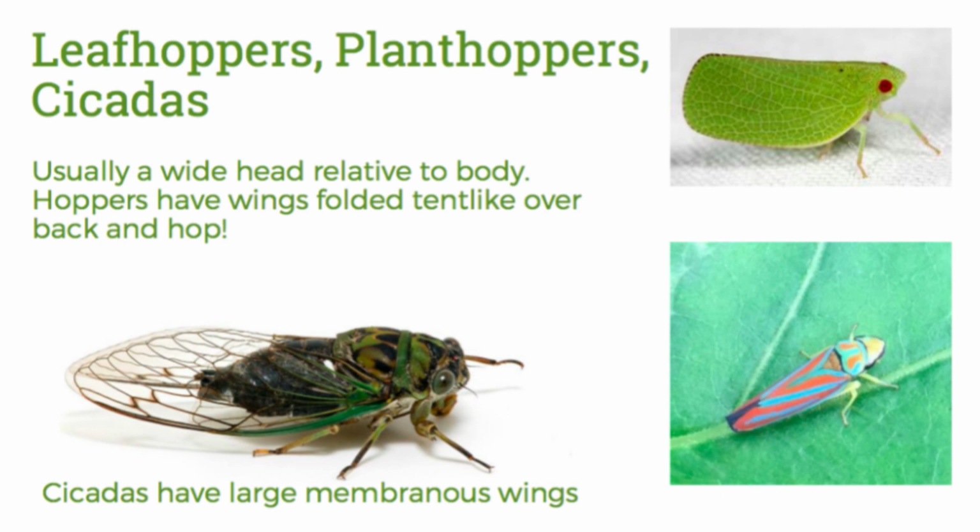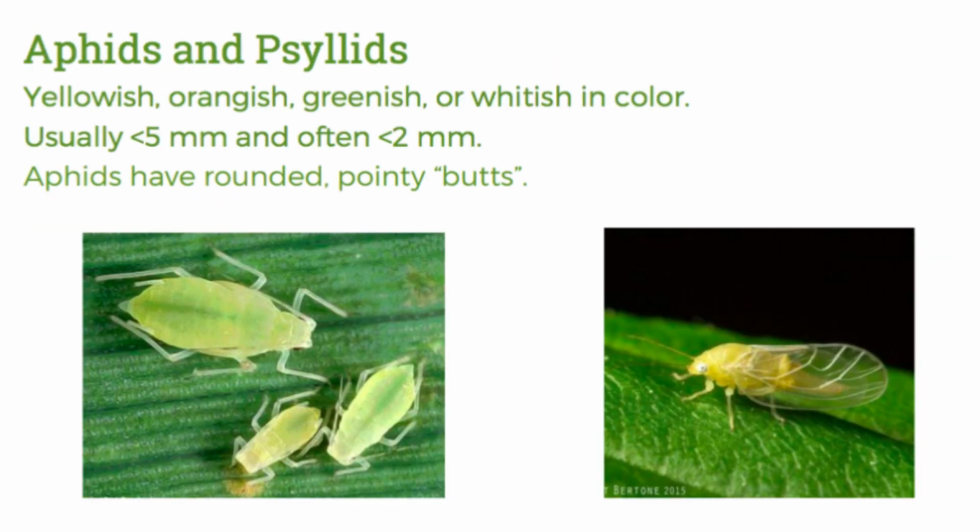Leafhoppers, planthoppers, and cicadas can be large or small, but this order typically has a wide head relative to the rest of the body. Hoppers are good hoppers and have tent-like wings folded over their back. Cicadas have large wings that are quite membranous. Aphids and psyllids: this order is usually green, yellow, or whitish, smaller than 5 millimeters, and often smaller than 2 millimeters, so really tiny. Aphids have a pear-shaped body and are typically found in a group.